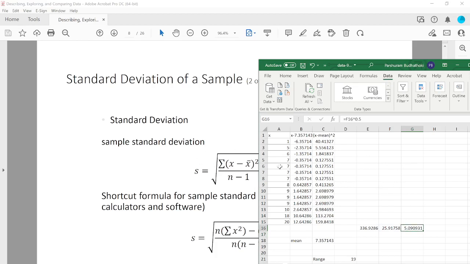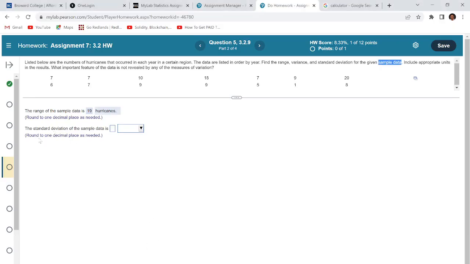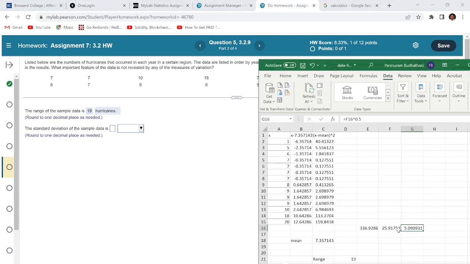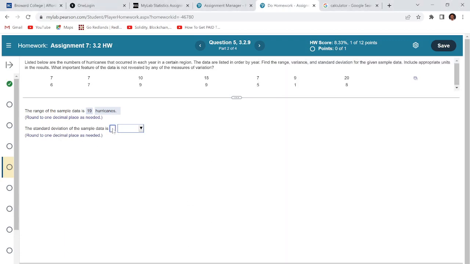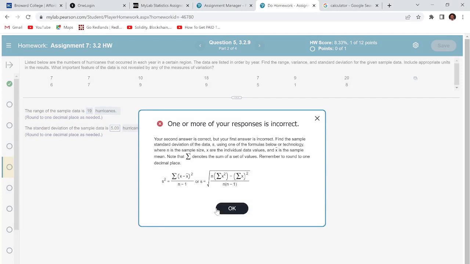I calculated this using this Excel spreadsheet, but you can use StatCrunch, or you can also use a calculator. It's up to you. So this is the standard deviation, which is 5.090931. But if we go here, we see that we round to one decimal place, so the answer would be 5.09. And the unit of standard deviation is the same as the data. Data is the number of hurricanes, so it's hurricanes.